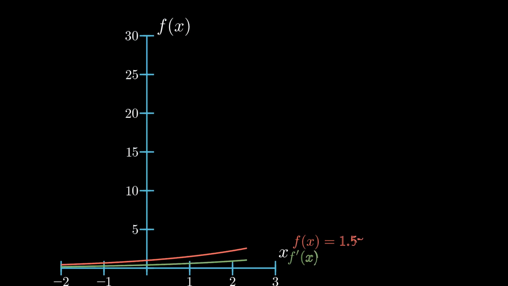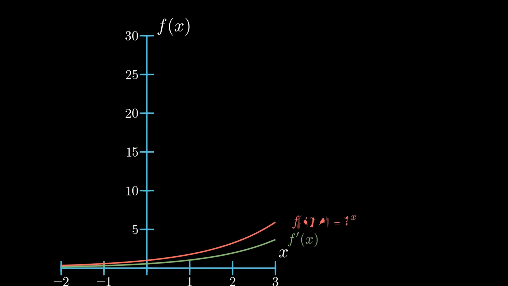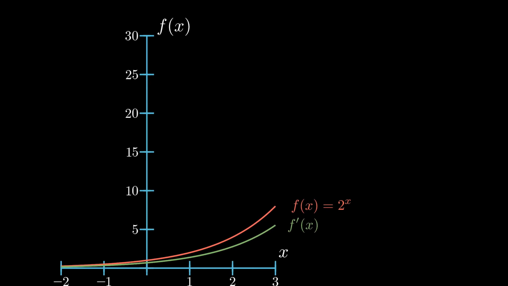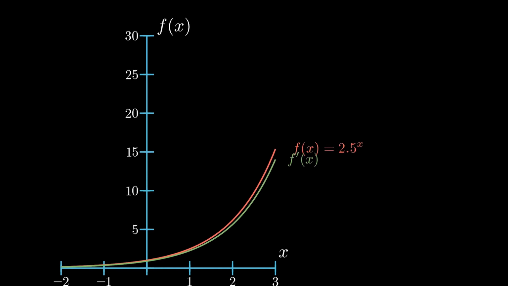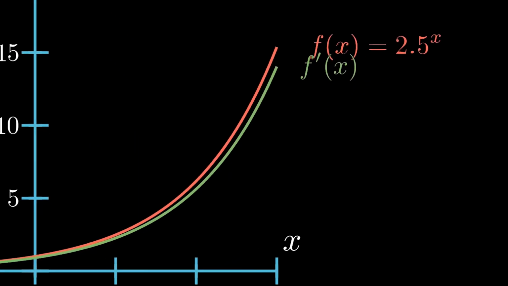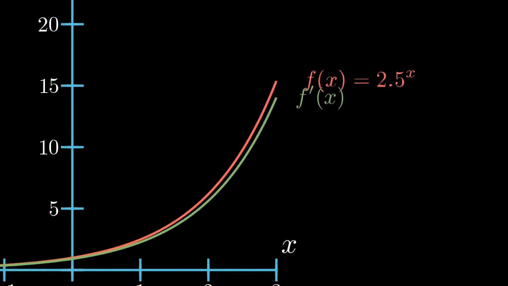And so we can see if it's 1.5, it's not quite. If we bump that number up to 2 to the power of x, well, we can see that the derivative is still underestimating. So I want to make that base number a little bit larger. If I make it 2.5, I can see that the derivative is getting a lot closer to the original function. That's what I want to happen. So I'm getting hotter here.